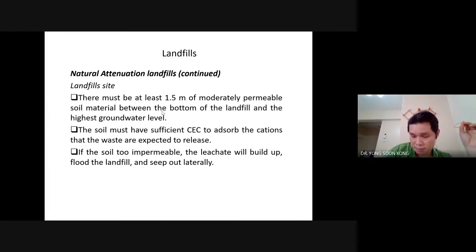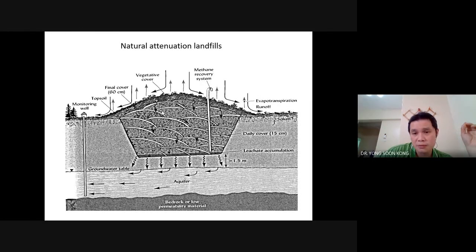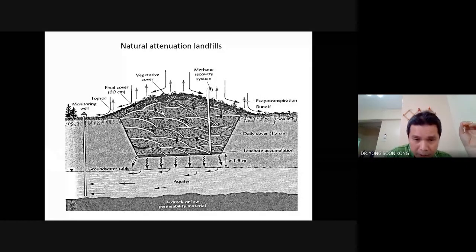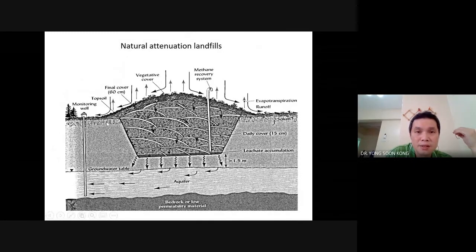Okay, now this is what you can see, the natural attenuation landfill, in which they are not supposed to have all these layers. In fact, even if they have these layers, it will be just clay. They're not plastic or maybe concrete. So natural attenuation still uses clay as lining because clay can stop inflow and outflow, so leachate may be deposited. That's why I say 1.5 clearance, so that the leachate may not go down.